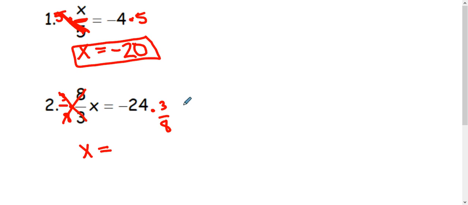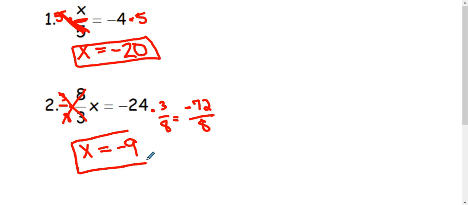-24 times 3, which is -72. Keep that divide by 8, so now we can divide. -72 divided by 8 is going to give us -9. So x equals -9.